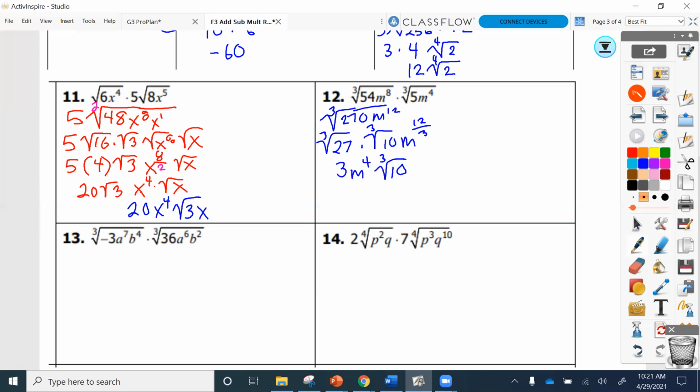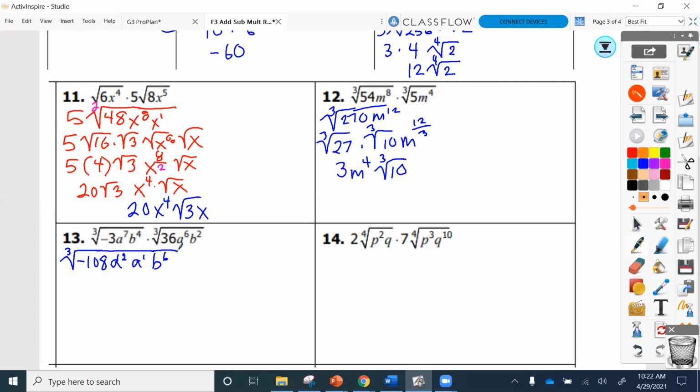Let's see, number 13. No numbers on the outside, so we'll just go right to the product rule. So we've got the cube root of -108. And we've got a to the, how many a's do we have? 13. So let's make 12 and a to the first power, since we know 12 is divisible by 3, 13 is not. And how many b's do we have? B to the 4 and 2 would make 6, and that is divisible by 3, so we'll just leave it like that.